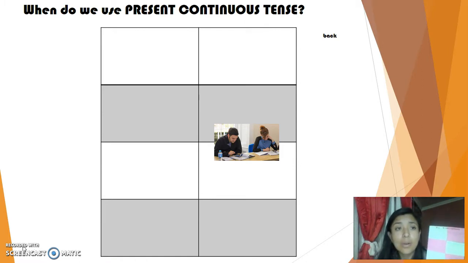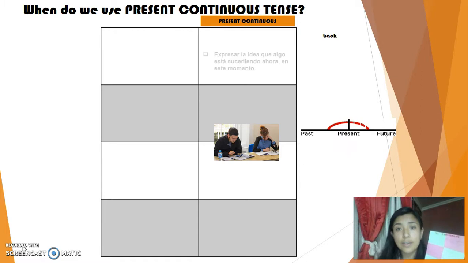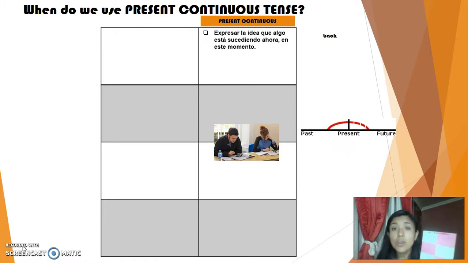It's important to know when we use present continuous tense. In the first column we will write about present continuous, and in the other column you will write about past continuous. The first one is we use present continuous to express the idea that an action is happening right now, in this moment. Here we have the timeline, and the action is happening right now.